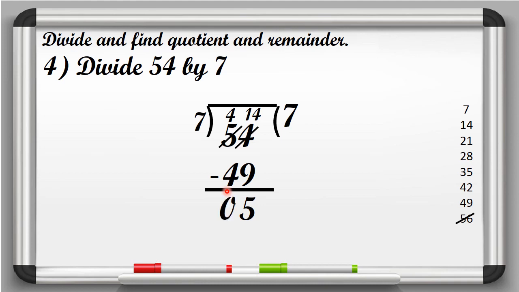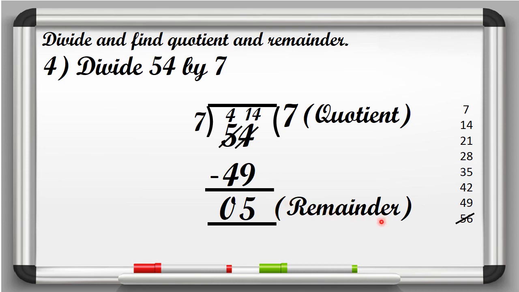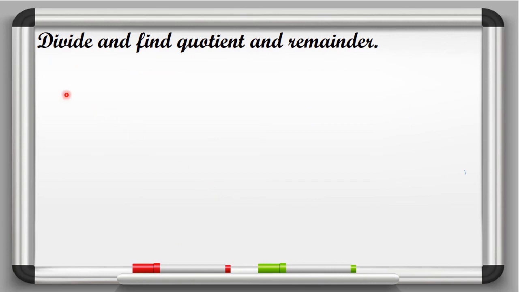So what is the quotient here in this question? That is 7. So here we will write quotient. And 5 is the remainder. So here we will write remainder. So in answer, how can we write? Q is 7, okay, and R is 5. Understood, beta? Now one more example of it.